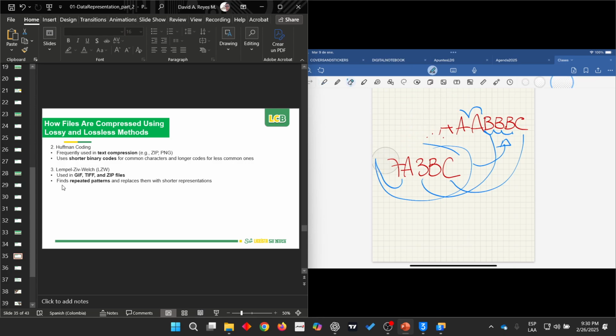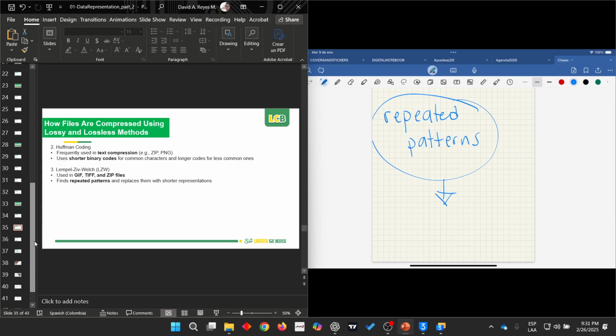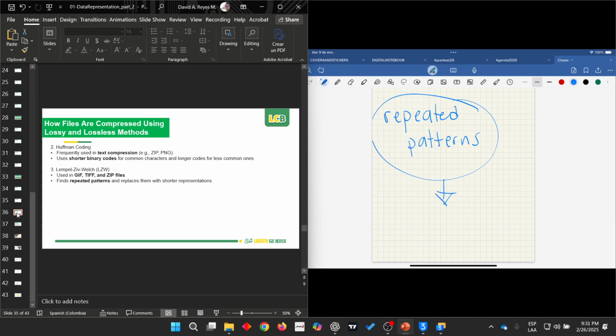So, as a summary, in lossless compression the algorithm just looks for repeated patterns and replaces those repeated patterns using an algorithm. When you decompress, the repeated patterns are restored. So you have the original file. I try to be so clear for you guys.